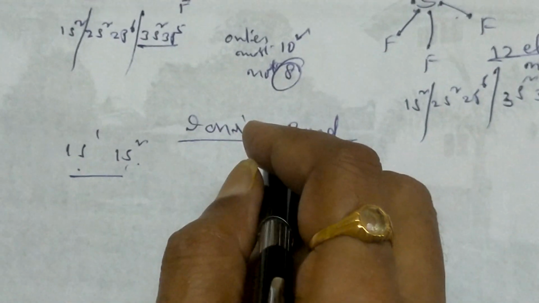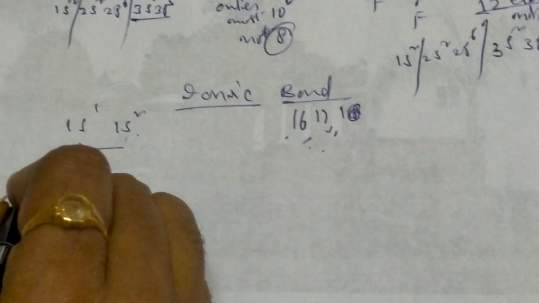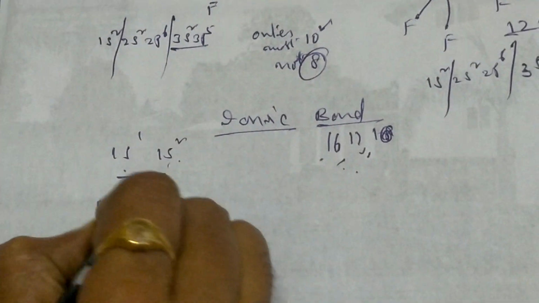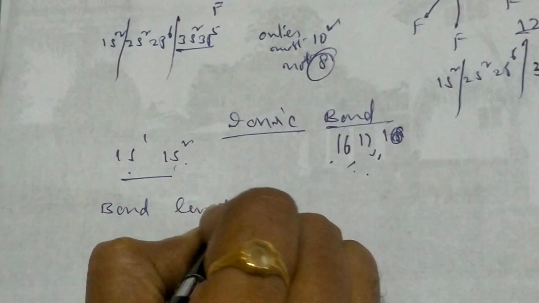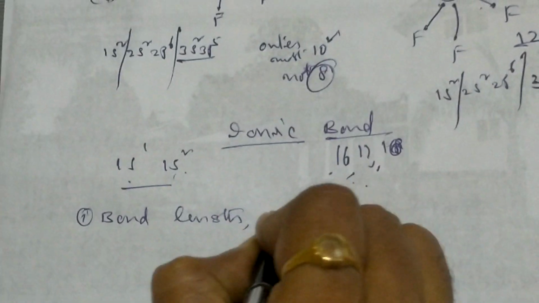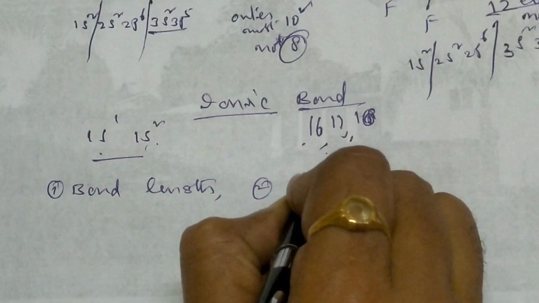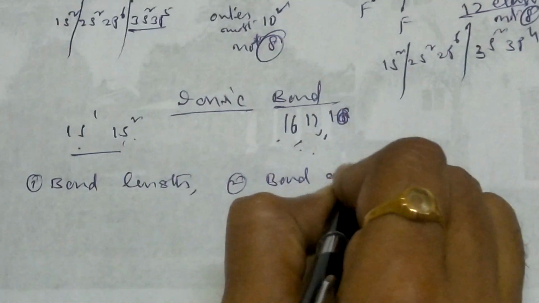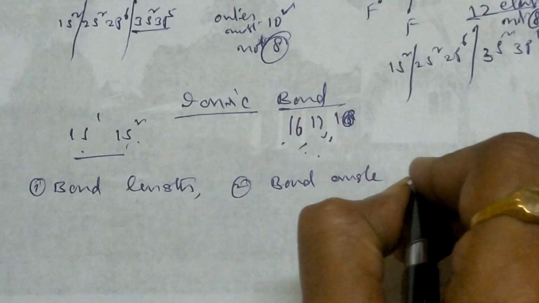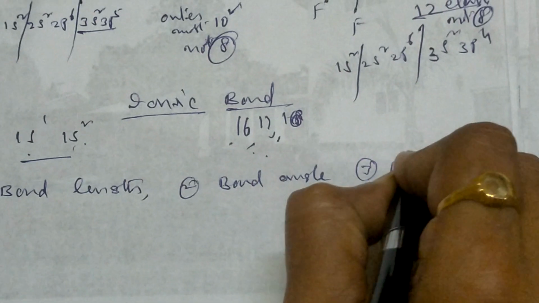And now some more things we'll see. Some more things are normally the bond length, one other property. The second property is bond angle. The third property is bond enthalpy.